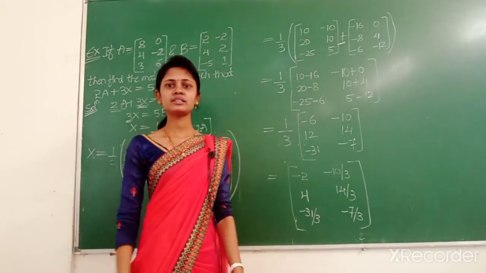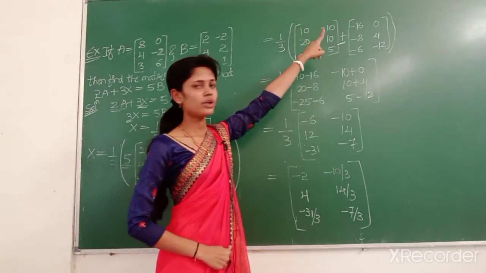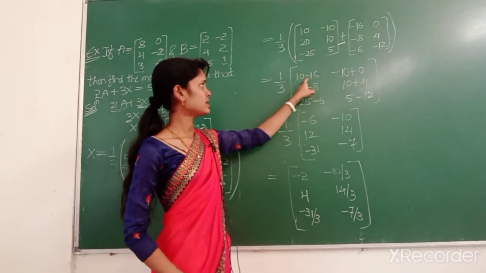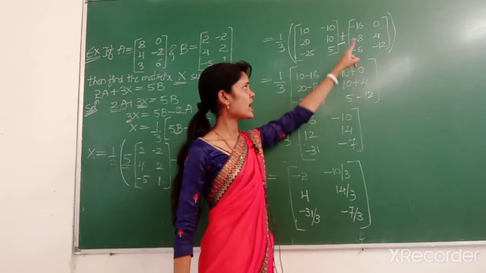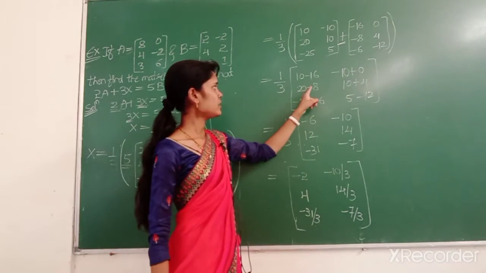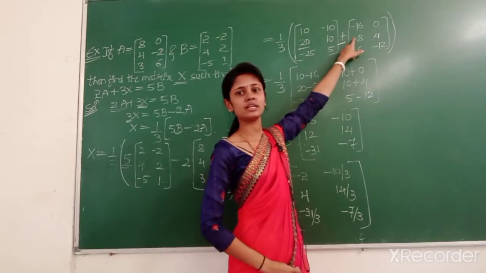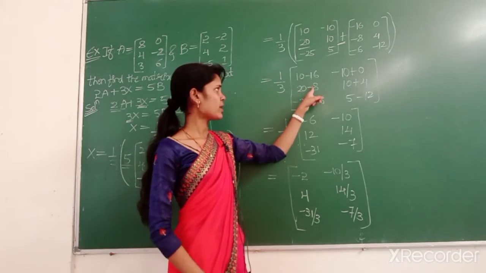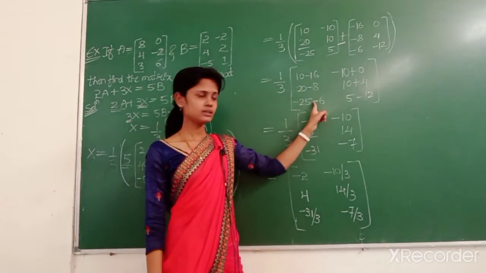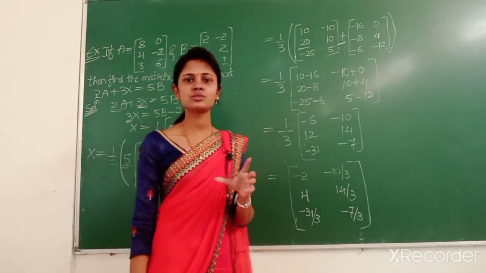So addition of the matrix means that we must add the corresponding elements. So for 10, what do we have as the corresponding element? It is minus 16, right? Then 10 minus 16. So for minus 10 we have 0. So minus 10 plus 0. 20 minus 8. So for 20 we have the corresponding element as minus 8 here. Okay, so 20 minus 8. Similarly 10 plus 4, minus 25 minus 6, 5 minus 12. So all the corresponding elements of the two matrices were added.